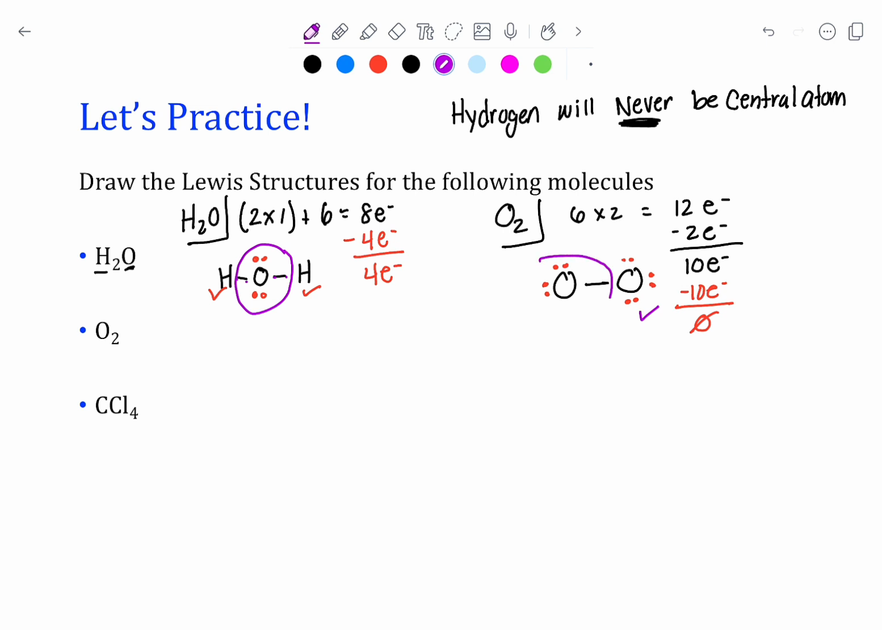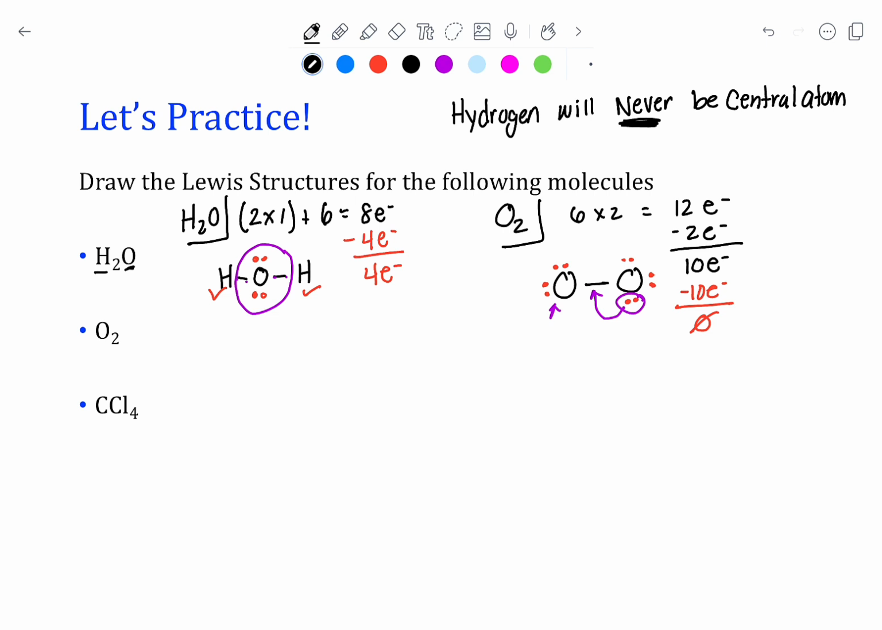This oxygen has 2 lone pairs and a bond, so that's only 6 electrons, so it does not have its octet. So if octets are not complete, we need to take lone pairs and we need to share them to create multiple bonds. So remember, we only create double bonds if octets are not complete. This oxygen has an incomplete octet. It does not have enough electrons around it. So the oxygen that does have 8 electrons around it is just going to share one of those pairs of electrons in order to create a multiple bond.